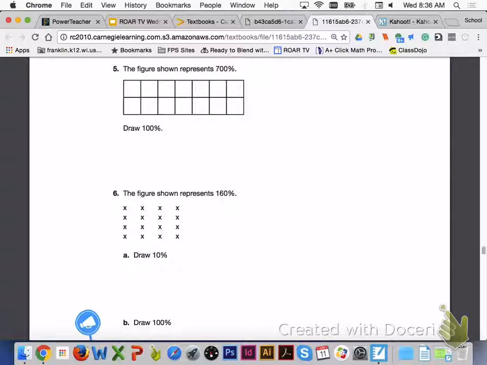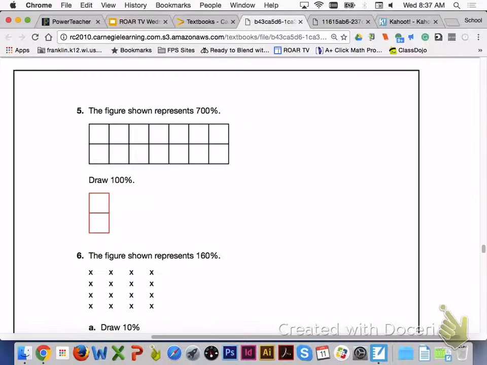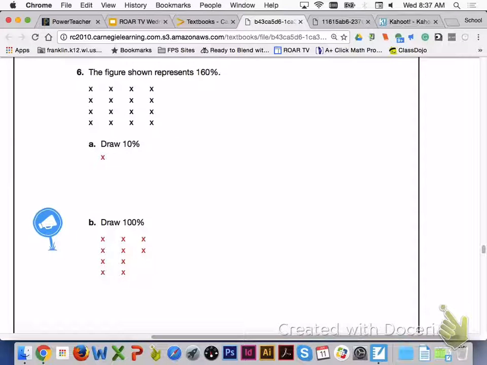Turn to page 436. Please answer number 5 and number 6, letters A and B with your group members. For number 5, in order to draw 100%, we would need 2 squares. For number 6, letter A, 1 x would represent 10%, and for letter B, 10 x's would represent 100%.